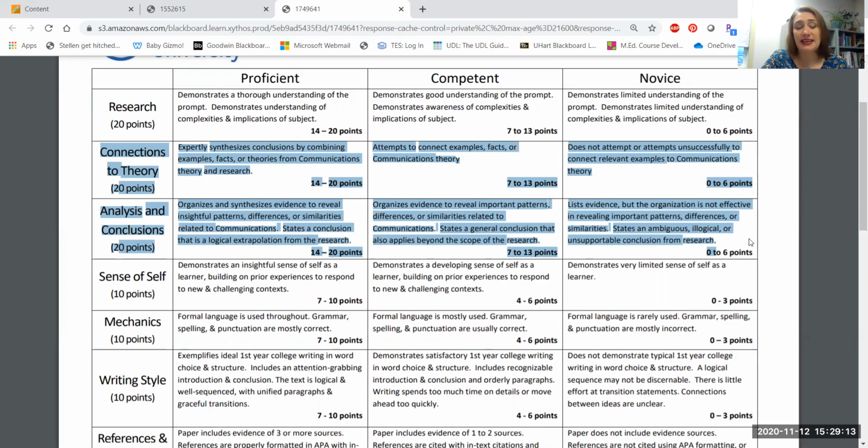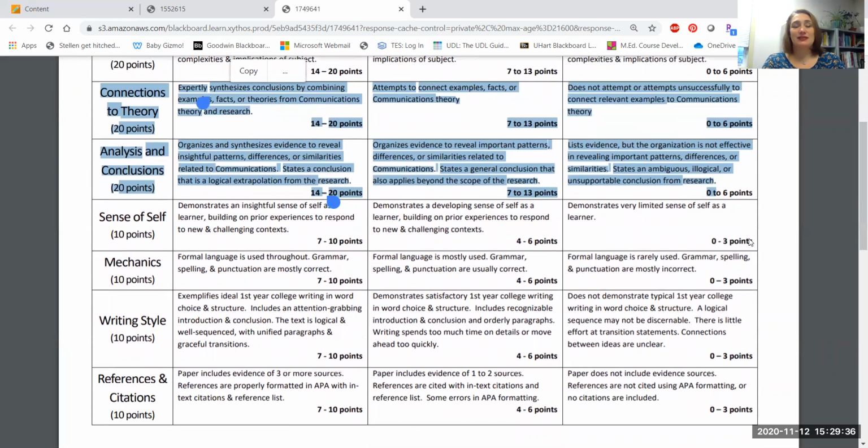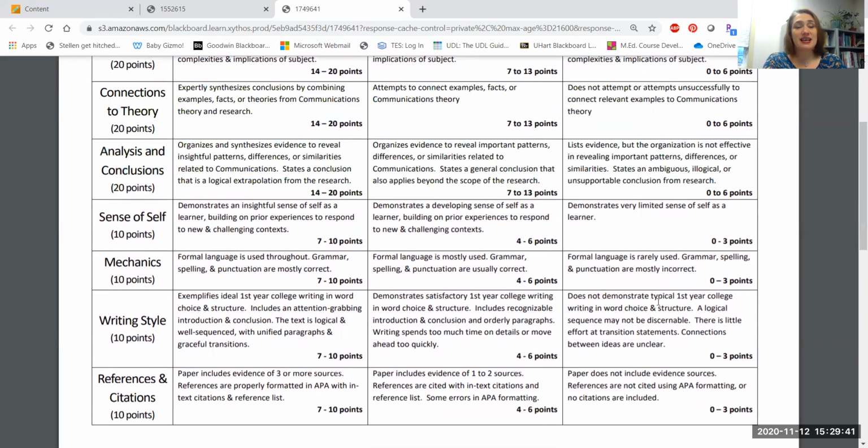I'm also looking for analysis and conclusions. Don't just tell me what you did. Don't just tell me about the movie you watched. Don't just tell me about the research that you conducted. Tell me what you make of it. Analyze it, break it down, explain it to us. All right, we do a lot of that in class, so it kind of makes sense, doesn't it? And below that, a lot of the remaining items have to do with sense of self. What did you learn in this process? Mechanics, writing style, and of course, references and citation.